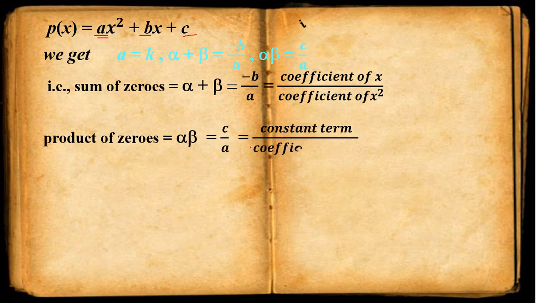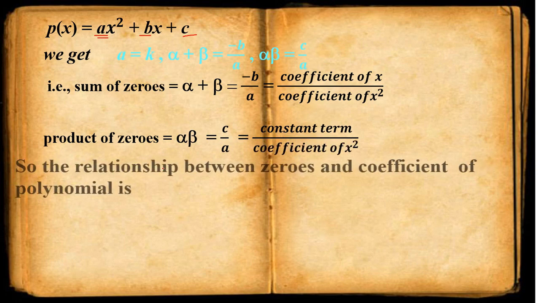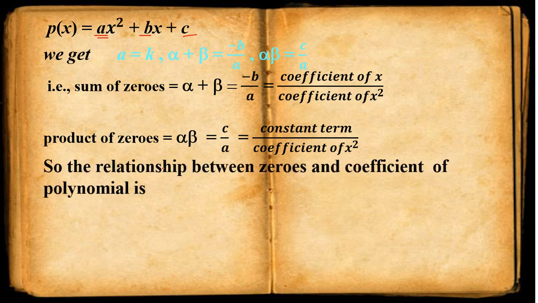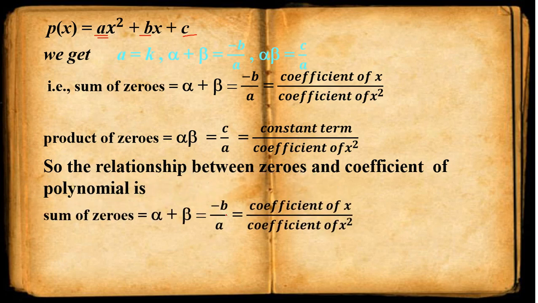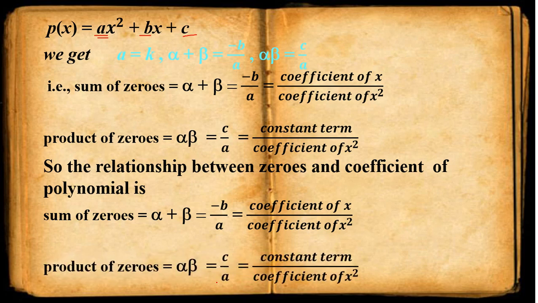So we get here the relationship that defines the relation between the coefficients and the zeros of the polynomial, that is sum of zeros, alpha plus beta, is equal to minus b upon a, and it is minus coefficient of x upon coefficient of x square. Similarly, product of zeros, that is alpha into beta, is equal to c upon a, that is constant term upon coefficient of x square.